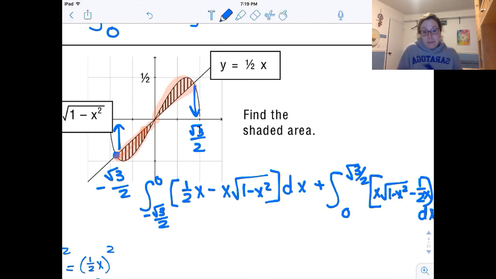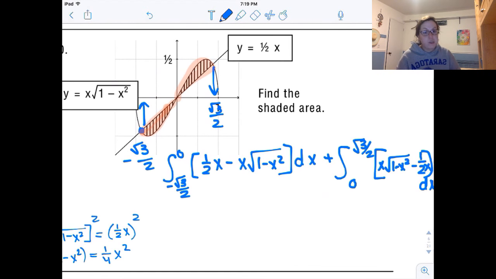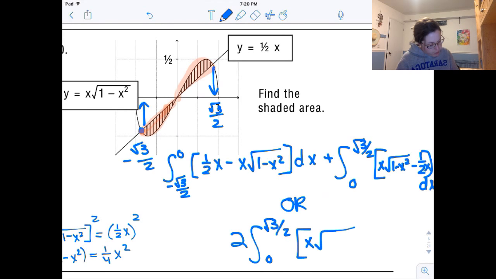Now again, I see some symmetry here. I see that the area is symmetric on either side of the y-axis because we've got two odd functions. So you could also pick one of those regions and say that this is double the integral from 0 to radical 3 over 2 of x radical 1 minus x squared minus 1/2 x dx. Just another way to represent that, again, because of the symmetry.